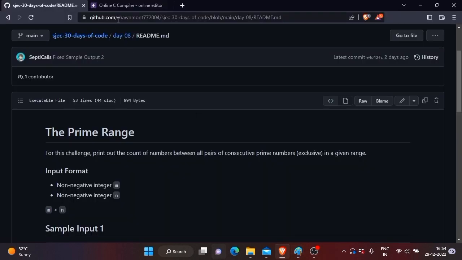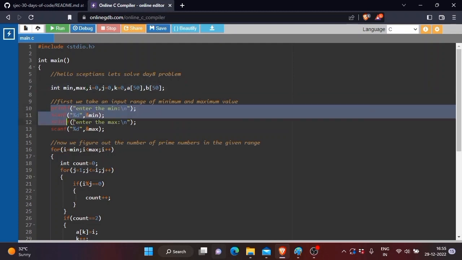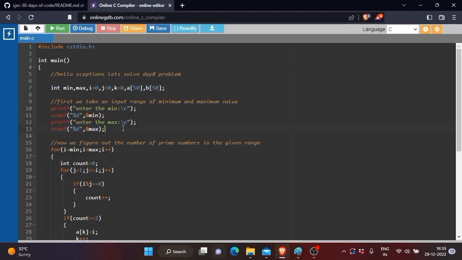Moving to our code, the language I've used to solve this problem is C. First we declare minimum and maximum values, and this section of the code takes the input given by the user, that is scanf, which reads the value minimum, and similarly the maximum value. The second step is to find the prime numbers in the given range.